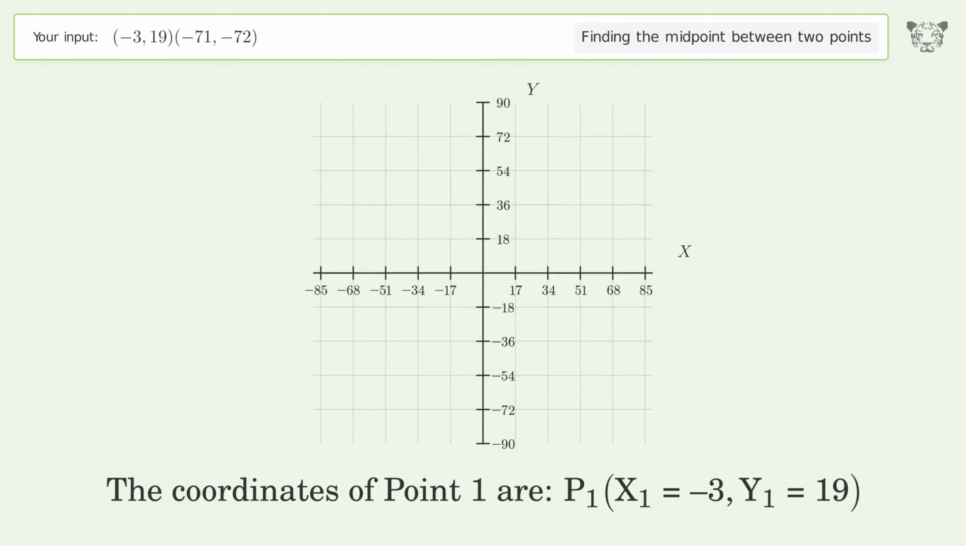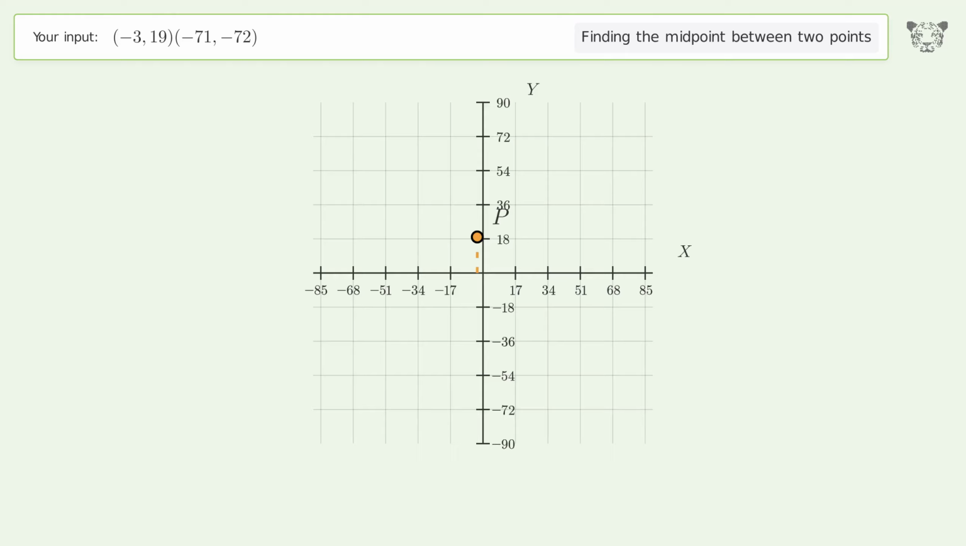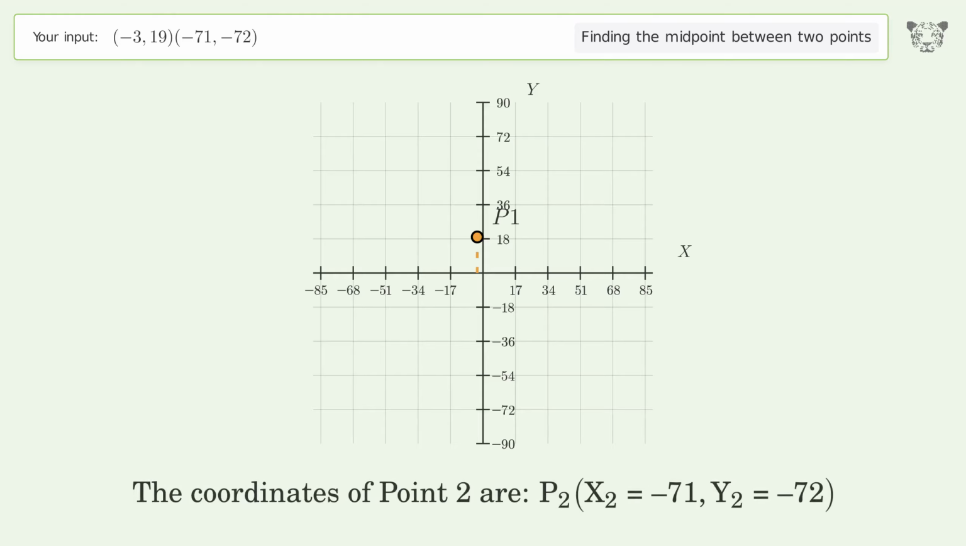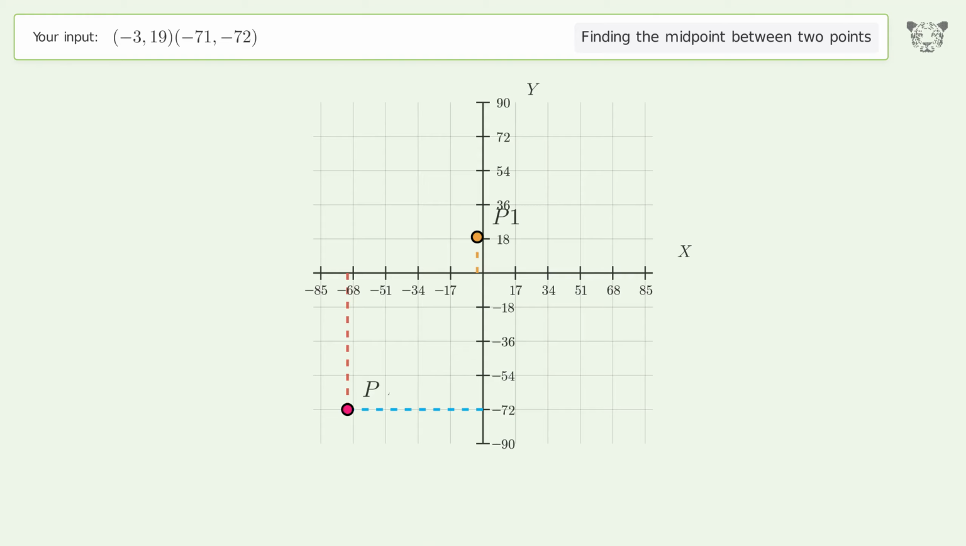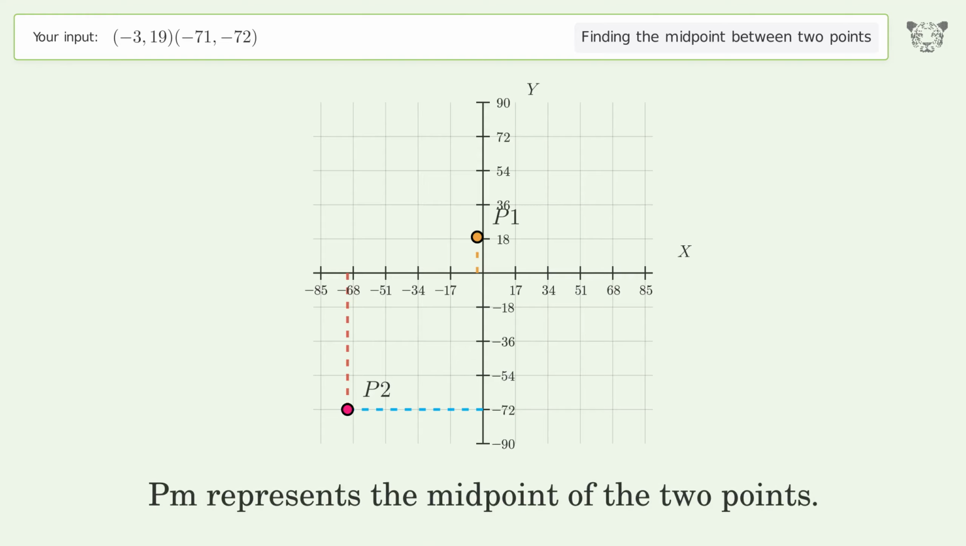The coordinates of point 1 are, x1 equals -3, y1 equals 19. The coordinates of point 2 are, x2 equals -71, y2 equals -72. PM represents the midpoint of the 2 points.